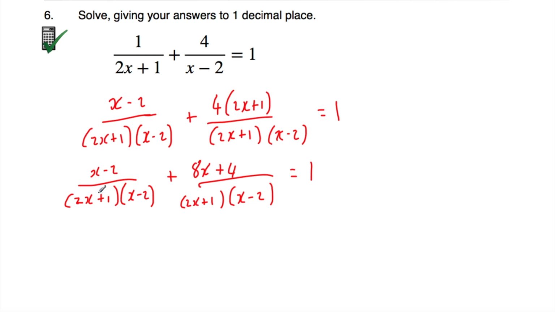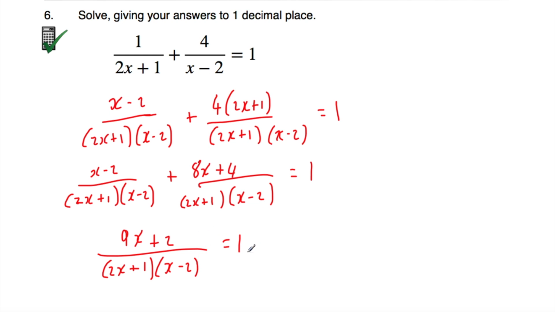Now we've got two fractions with the same denominator, so we can now just add the numerators together. So let's add the numerators. x plus 8x would be 9x. And then we've got minus 2 plus 4, and minus 2 plus 4 would be 2. If we're at minus 2 and we add 4, we get to 2, so plus 2. And then the denominator stays the same, so it's going to be 2x plus 1, and then in brackets x minus 2. And that whole thing equals 1.